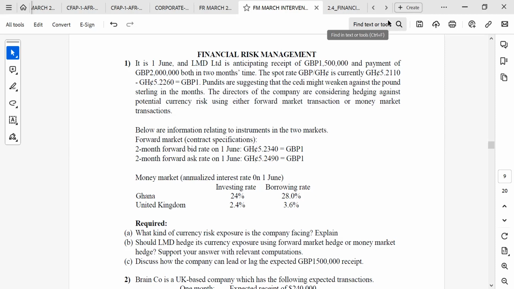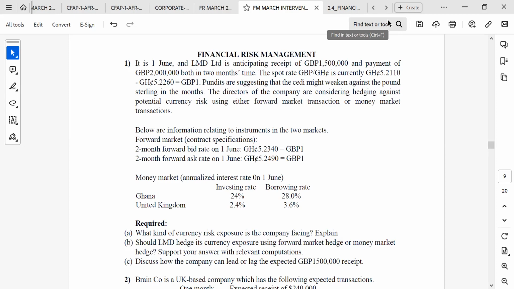Okay, that is nice. That is very simple. So it's a transaction risk because whatever will be happening over here is because of a transaction that happens between these two parties. This particular payment is coming as a result of a transaction that happened between the two of them. So it's a transaction risk, and that is the explanation.